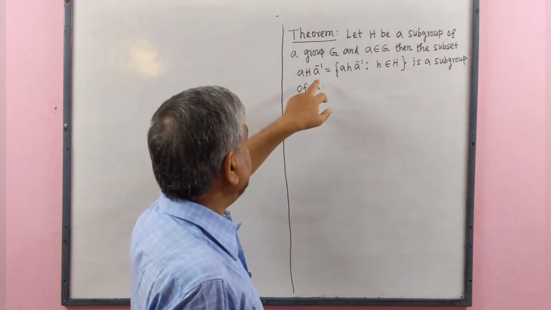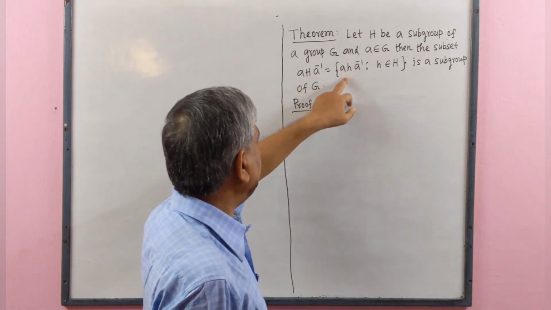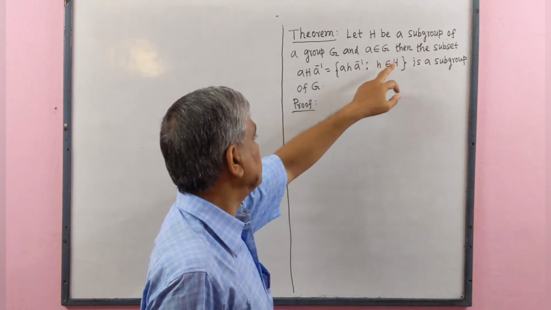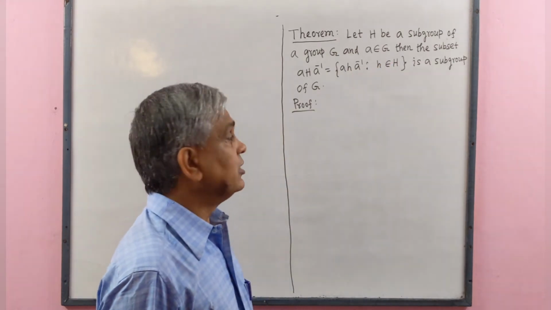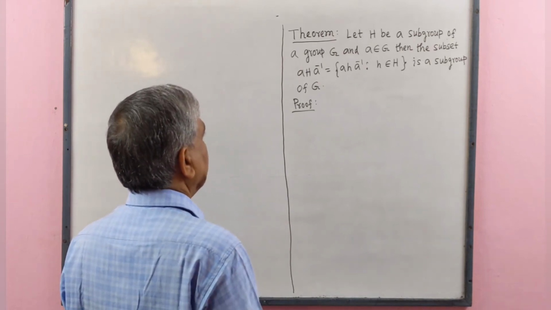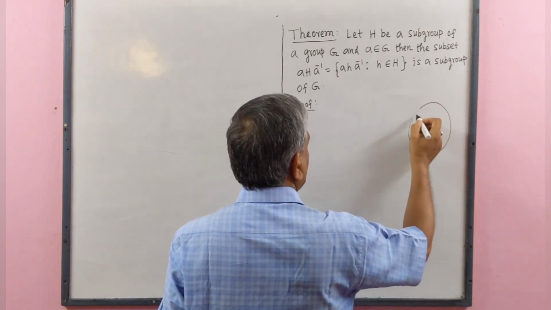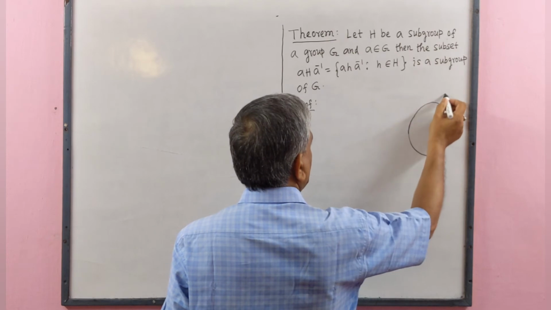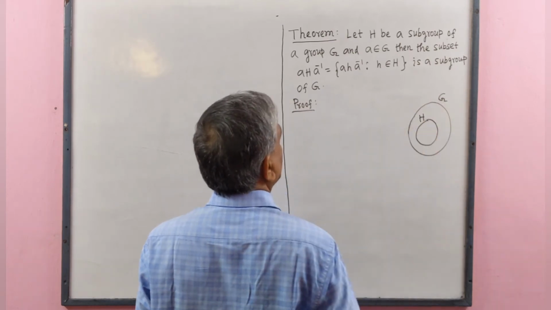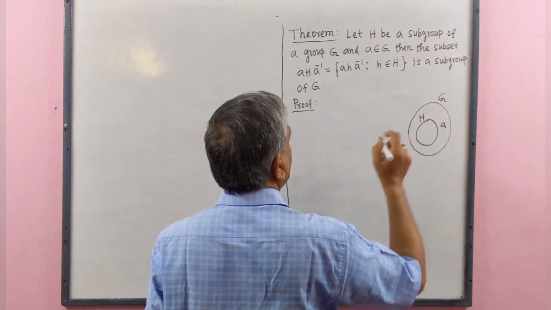Then the subset aHa⁻¹, containing elements of the type a h a⁻¹, h belongs to capital H, is a subgroup of G. Now we prove this. Given that G is a group and H is a subgroup of G, let a be an element of G.